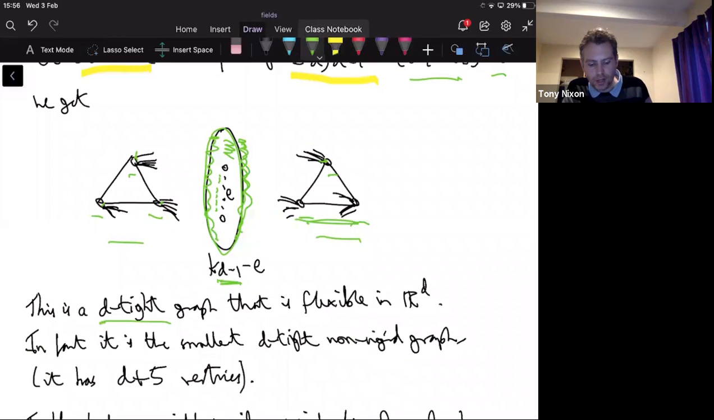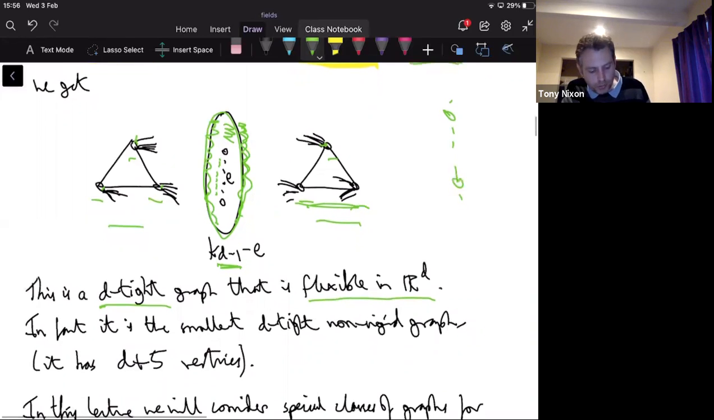And the same way you can have a hinge through 2 points in R3, you can have a hinge through D minus 1 points in RD. And so it's still flexible. And in fact, it's provably the smallest D-tight but not rigid graph in any dimension. So for all D greater than or equal to 3, you have the smallest flexible graph that is D-tight. There's a D-tight but flexible graph on D plus 5 vertices.